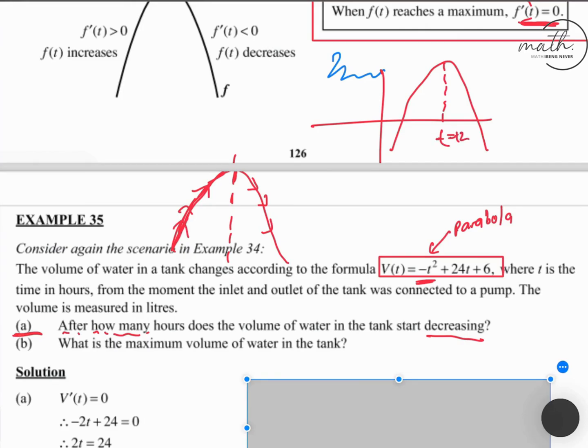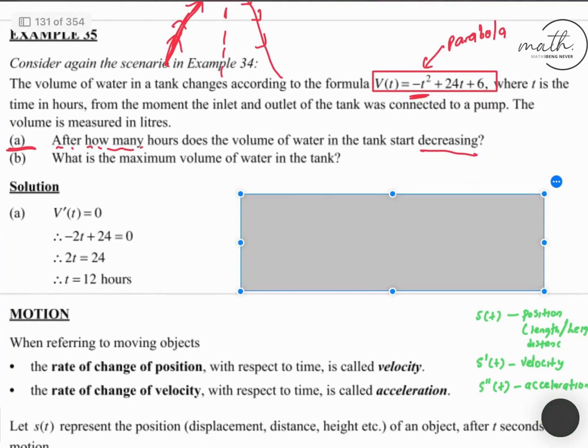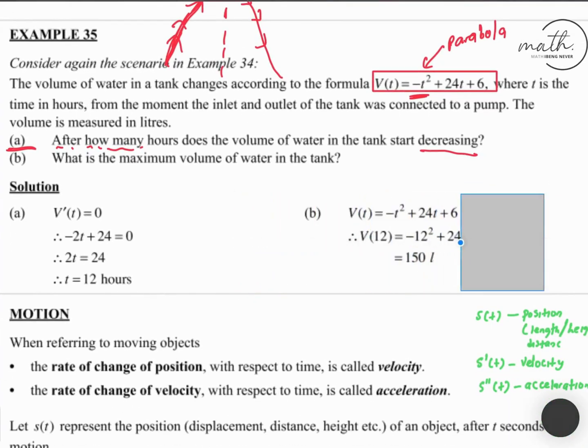Now, the question is asking, what's the maximum volume? They just want the y-coordinate of the turning point. So you just need to take that 12, put it into the original equation, and then you'll be sorted. So the maximum volume of water in the tank is 150 liters. I'll stop there.